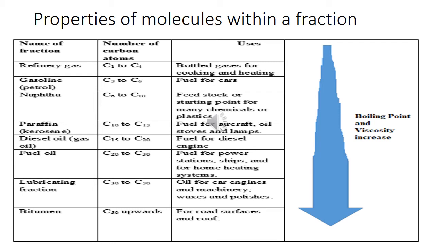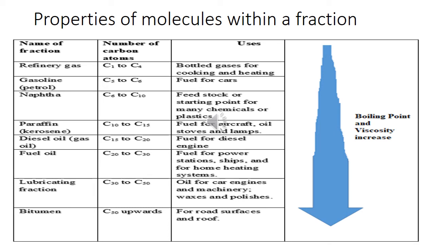Paraffin, kerosene, the number of carbon atoms is from C10 to C15, is used as fuel for aircraft, oil stoves and lamps. Next is the diesel oil. The number of carbon atoms is from C15 to C20. It is used as fuel for diesel engines. Then fuel oil. The number of carbon atoms is from C20 to C30. Uses are fuel for power stations, ships and for home heating systems.